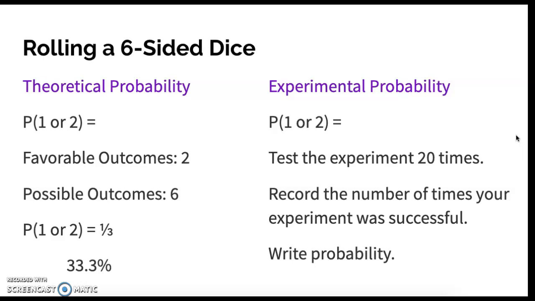All right, this time I was super lucky and I rolled a 1 or a 2 10 times. So 10 out of 20, which is 1/2, was my probability, and 1/2 means 50%. Now, that is not very close to theoretical. So if I did this experiment another 20 times, I would guess that I would be less successful and we would see my percentage decrease closer to that 33.3%.